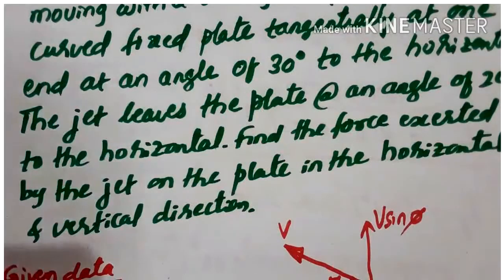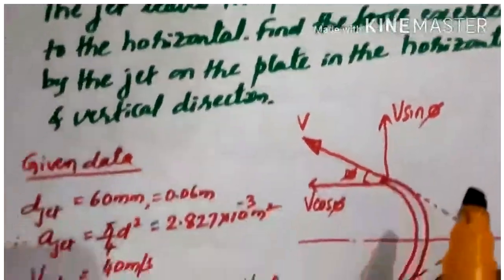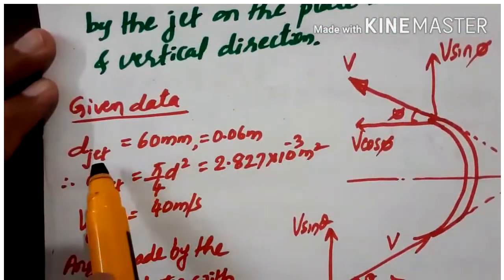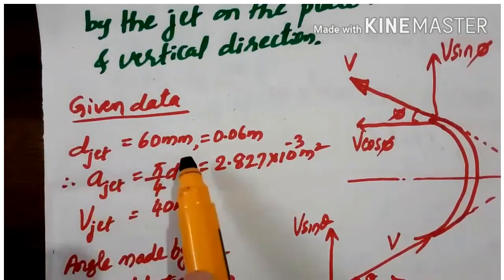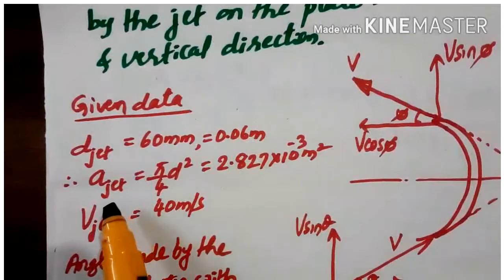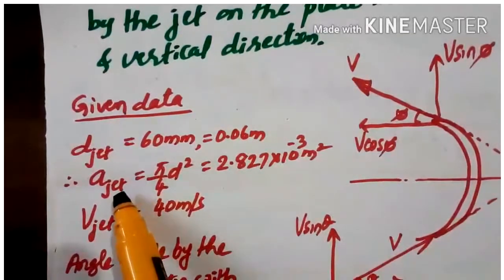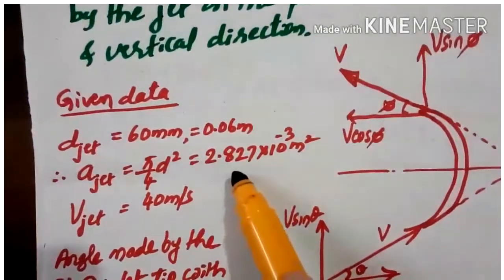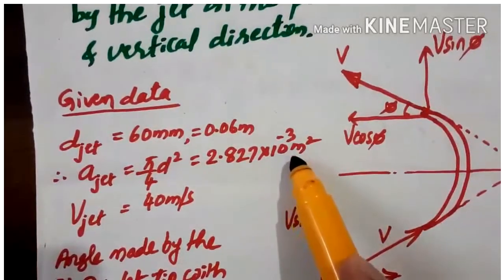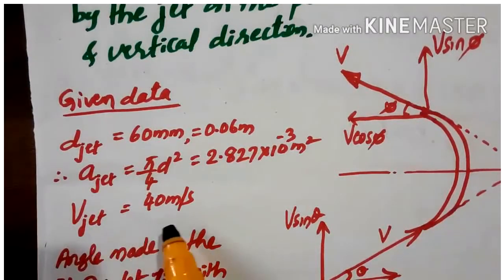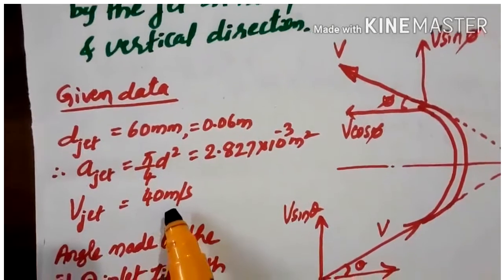So let us first write the given data. What are the data given here? The diameter of the jet is given as 60 millimeter, so that is equal to 0.06 meter. Then calculate the area of the jet. Area of jet will become pi by 4 d square, so that will be 2.827 into 10 raised to minus 3 meters square. Then the velocity of the jet is given in the problem, that is 40 meter per second. At this velocity the jet is striking the curved vane.